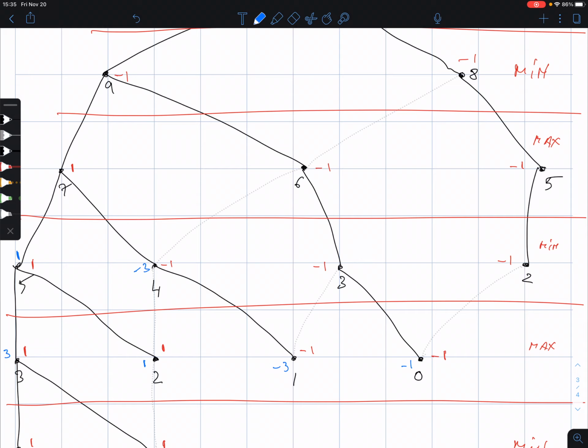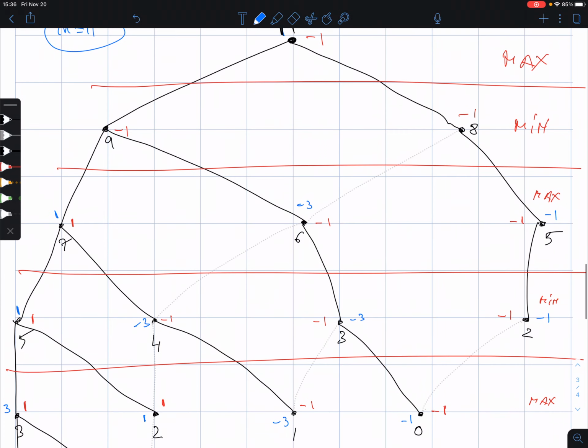Here the value, I forgot to erase this, I guess. We take minimums, that will be -3, and here it has only one child, so it inherits that from its child, it's -1. Now we take maximums again. The maximum of 1 and -3 is 1 here. For these two, they have both value -3, so the maximum is still -3. And this inherits from his only child value -1.